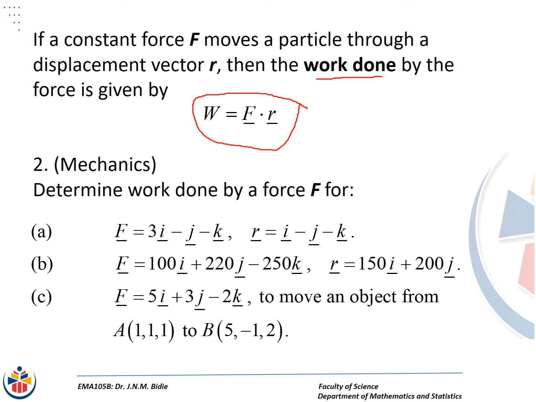And then let's look at C. F is supposed to move an object from point A to point B. So it means you need to determine that displacement. That displacement is just vector AB. Vector AB will be the terminal point minus the initial point. Once you get vector AB, that will be your vector R. Then you do the dot product between F and R.